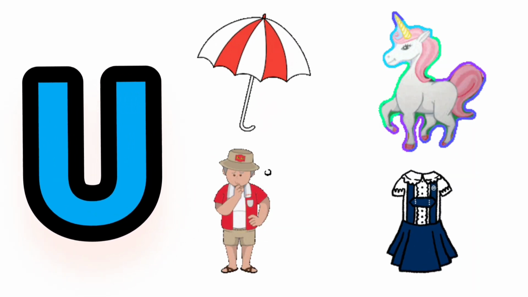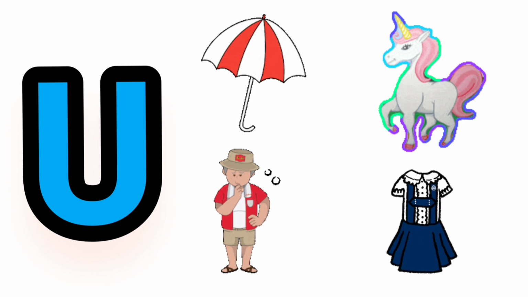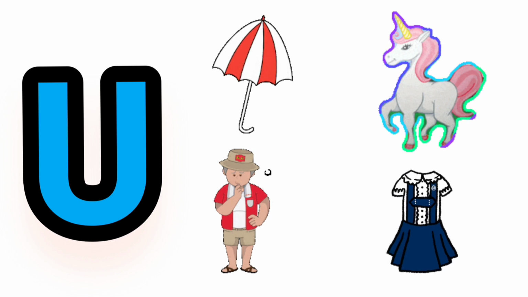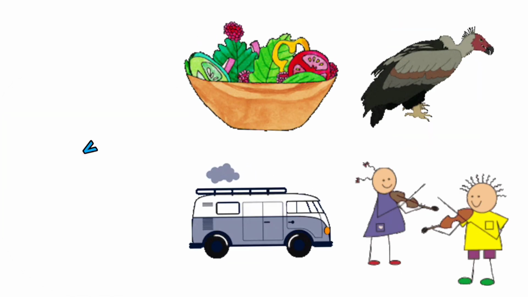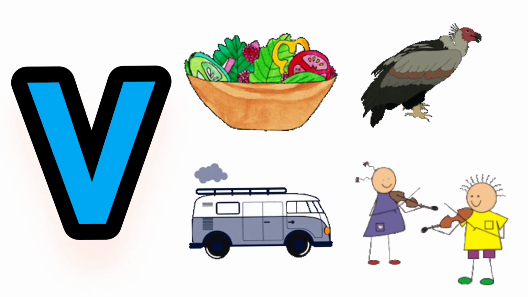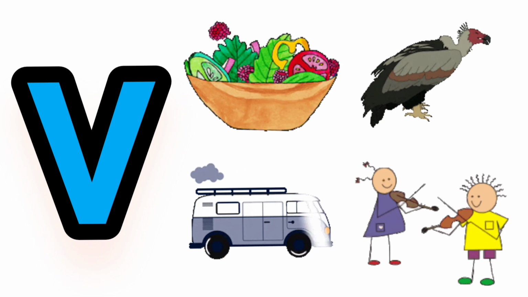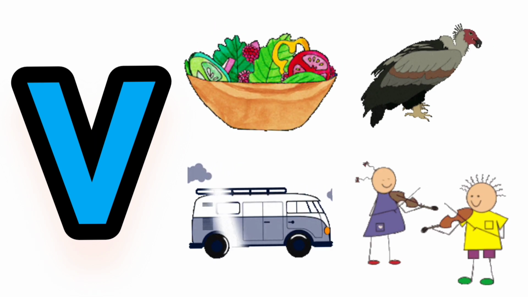U for umbrella. U for unicorn. U for uncle. U for uniform. V for vegetables. V for vulture. V for van. V for violin.